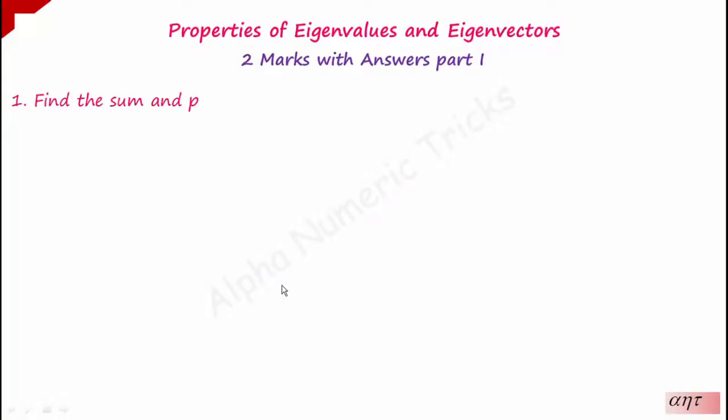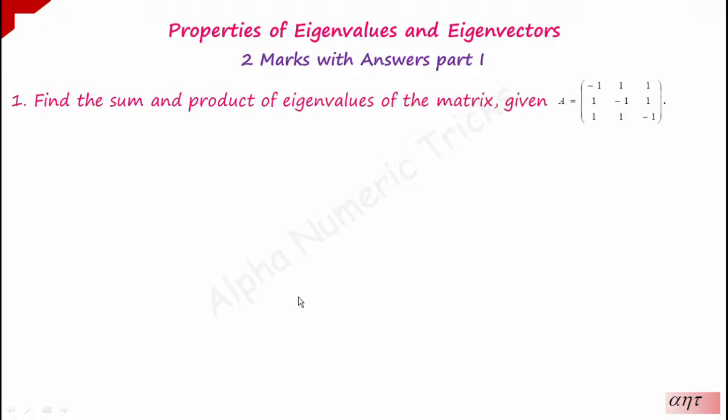Find the sum and product of eigenvalues of the matrix which is given as A equals [-1, 1, 1; 1, -1, 1; 1, 1, -1]. Now we will find the solution for this using the property of eigenvalues and eigenvectors.